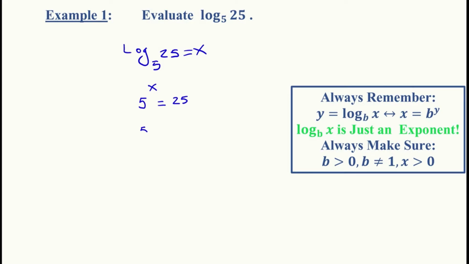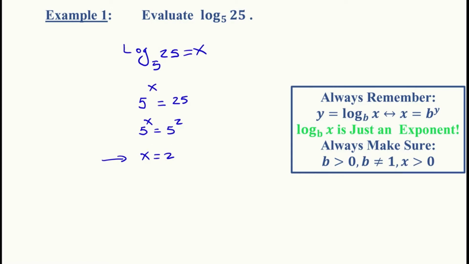So 5 to the x, we know that we can solve this by making both sides the power of 5, and we end up with realizing that we have two equal powers and they have the same base, so therefore the exponents must be the same. So we get x equals 2, like that.